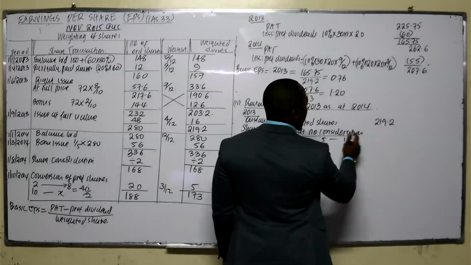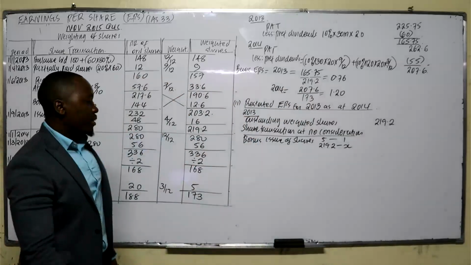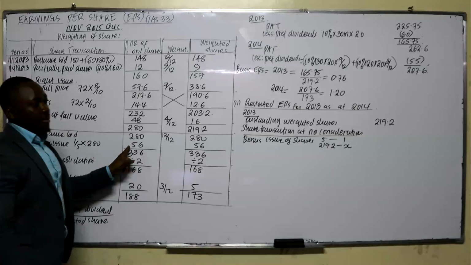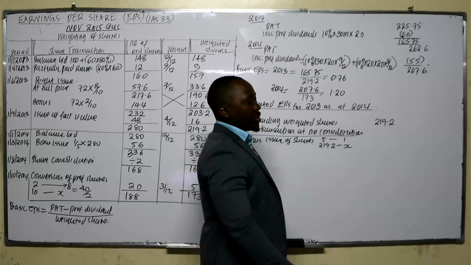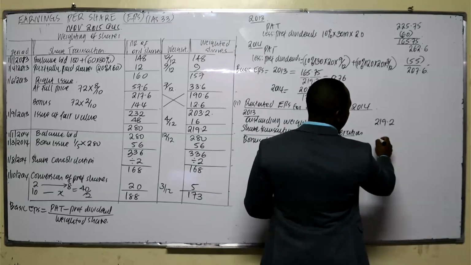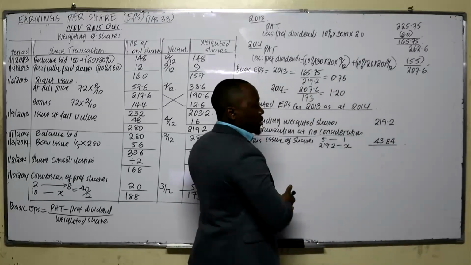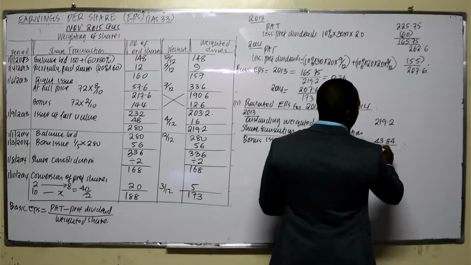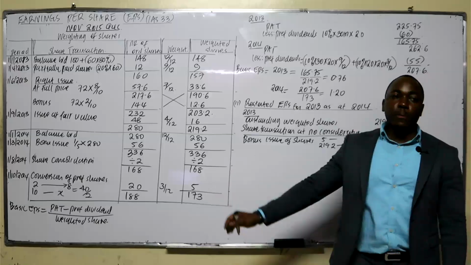So what about 219.2? They have gotten a bonus of how much? Or you can also argue like this: if 280, they got a bonus of 56. What about 219? So just use the same ratio. 43.84. Then after every share transaction you sum up, give me the total. You get 263.04. Any other transaction at no consideration?